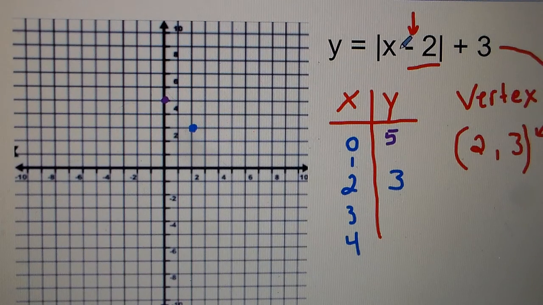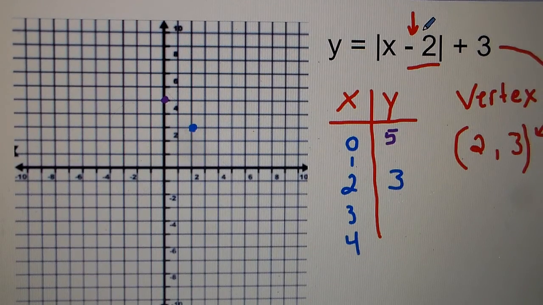We plug in 1. 1 minus 2 gets us negative 1. The absolute value of negative 1 is positive 1. So positive 1 plus 3 gets us 4. So the next coordinate we need to plot is 1, 4. So 1 to the right, 4 up.